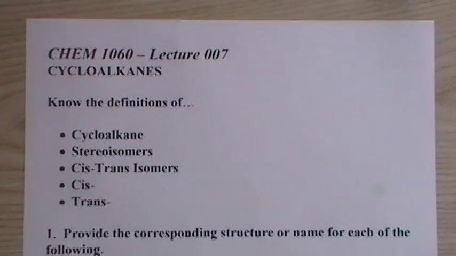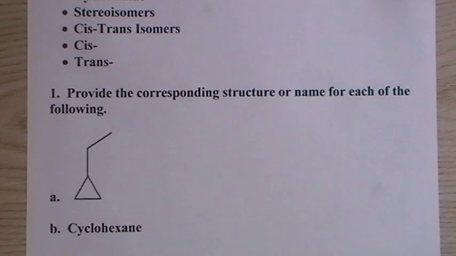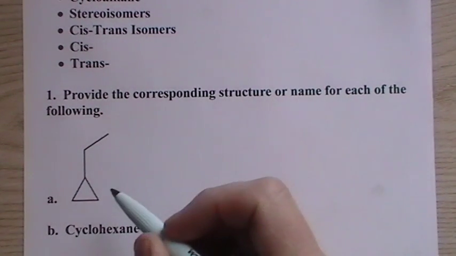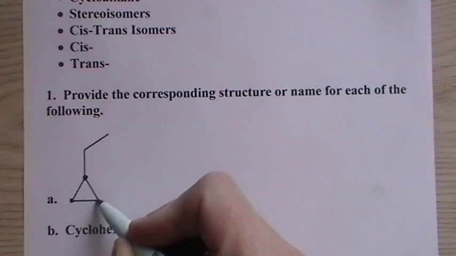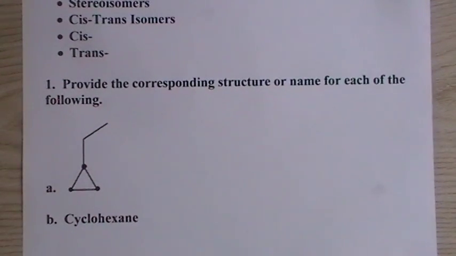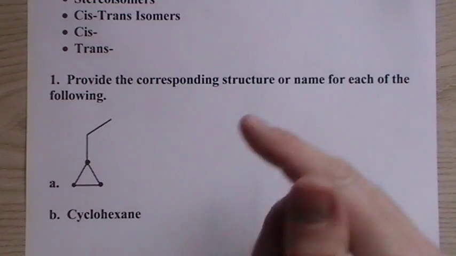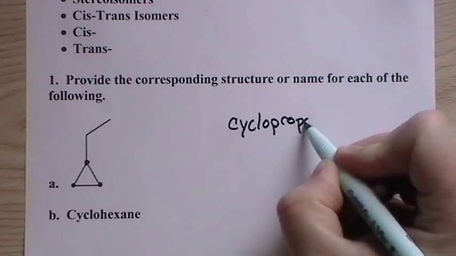Okay, lecture 7, cycloalkanes. There's some terms you should know. Now, when naming the cycloalkanes, we have to first determine what kind of cycloalkane parent we have, the parent ring. In this case, we have three carbons in a row. For a straight chain alkane that would be propane, so this must be cyclopropane. You need that cyclo in there. Students forget that all the time.